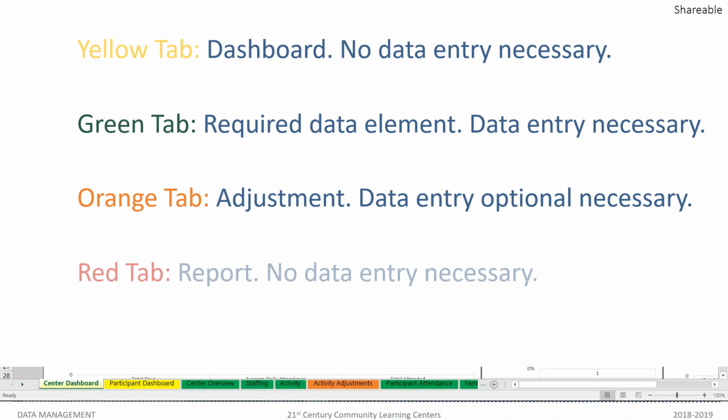Now, red tabs are reports, of which there are two different types: the U.S. Department of Education report and the State Department of Education report, which is our statewide objectives. There is no data to enter in red tabs. There are black tabs, but you should not see any black tabs because those will be in future versions of the data collection workbook. So if perchance you do see a black tab, then just ignore it.